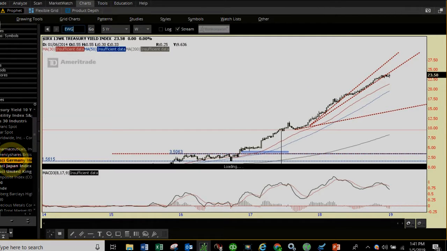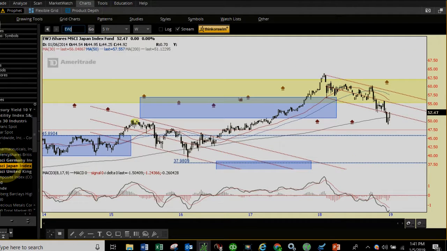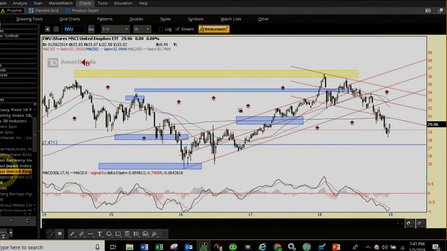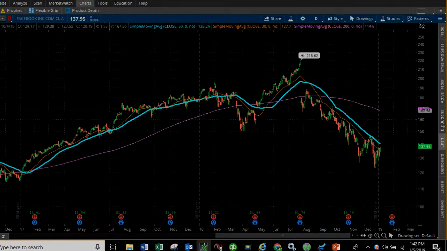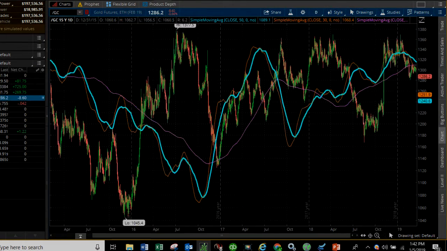Real quick, we'll look at Germany, Japan. The rest of the world, that was Germany. This is Japan. They look very similar. All these markets look very similar. So I don't think there's a whole lot of need to go into great detail around these markets. Let's switch over to TOS charts, and let's look at gold.